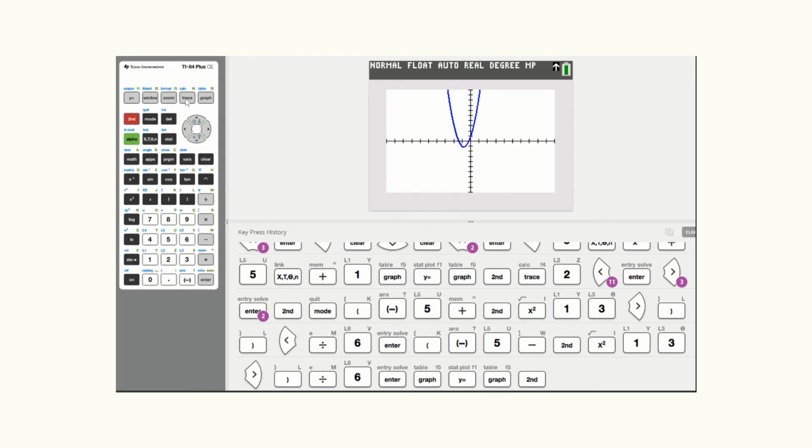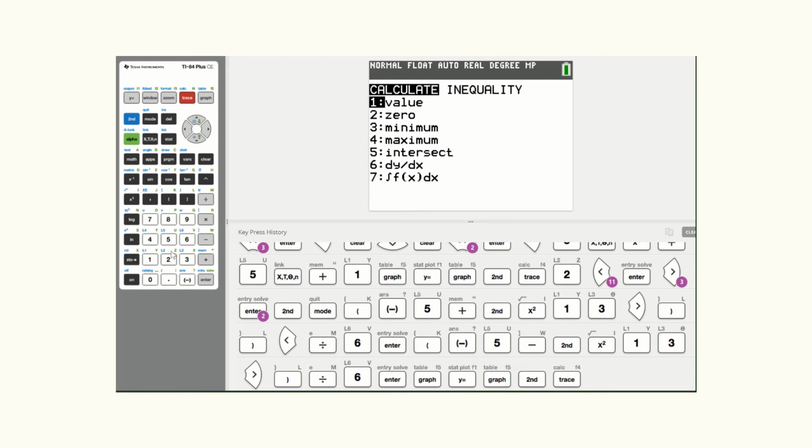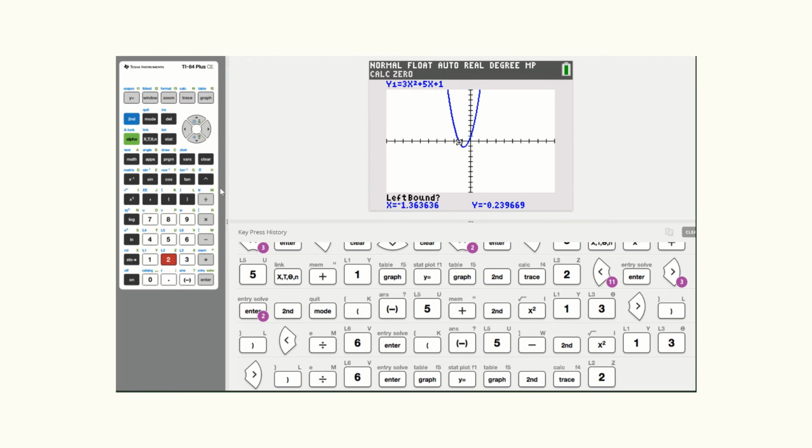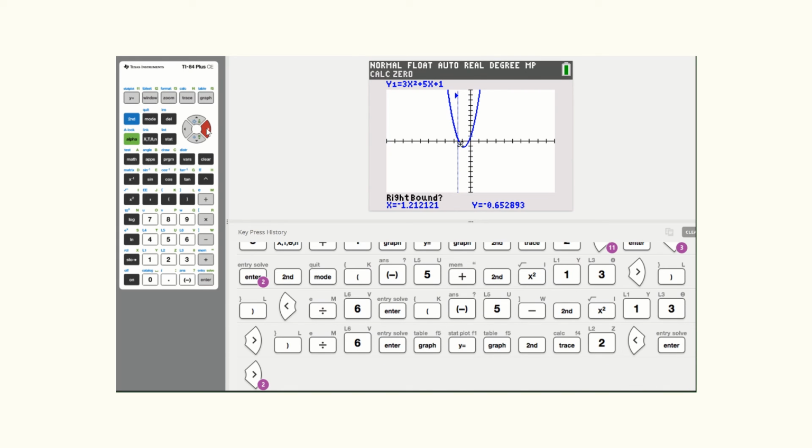I can hit second calc, and then I can choose option 0. And you can see that I got a little cursor in there and it says left bound. I'm going to move it just above the x-axis, and I'm going to hit enter. And then it asks me about right bound, so I'm going to move it just below the x-axis and hit enter. Then it asks me if I want to guess, and I'm going to say yeah, why not? And I can see that x, where y is 0 here, x is equal to -1.434259, and that's going to go on out forever.